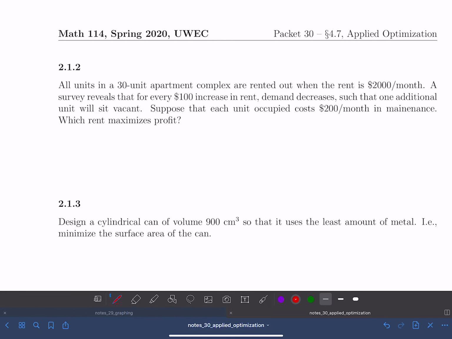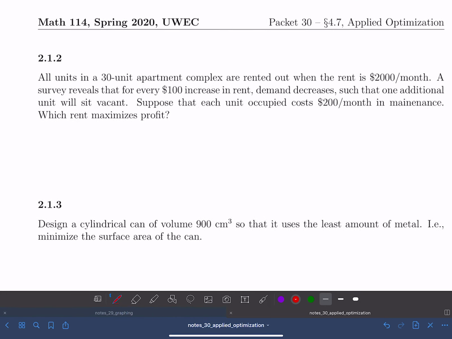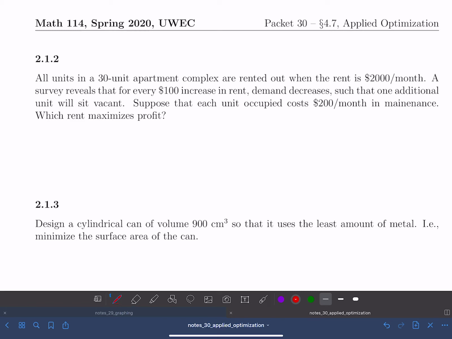Here's another typical problem. All units in a 30-unit apartment complex are rented out when the rent is $2,000 a month. I'm glad I do not live there. A survey reveals that for every $100 increase in rent, demand decreases, and one additional unit will sit vacant. Suppose that each unit occupied costs $200 a month in maintenance. Which rent maximizes profit?